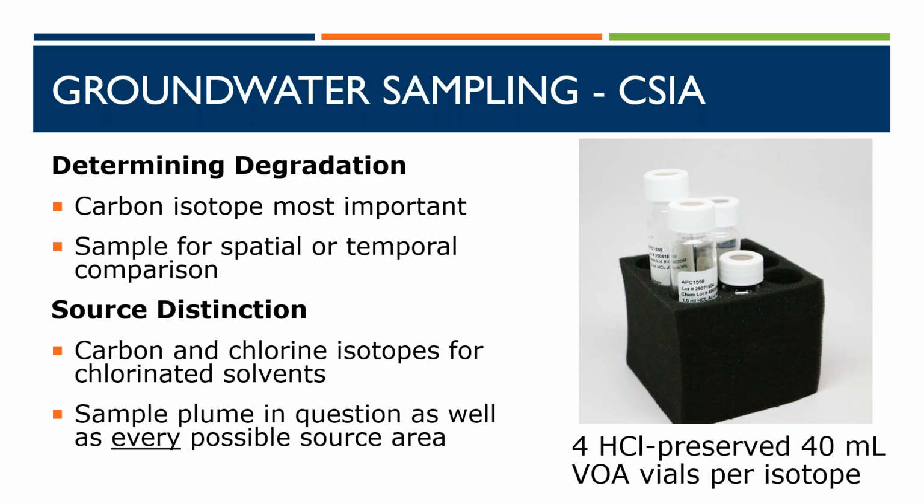If you want to continue collecting data for a temporal comparison, we recommend continuing to monitor the same wells every 6 months. When using compound-specific isotope analysis for source distinction purposes, 2 isotopes are always recommended. So for chlorinated solvents, we would recommend looking at both the carbon and chlorine isotopes. You want to sample multiple locations of the plume in question, along with every possible source, collecting at least 3 samples along the flow path between each source area and the plume in question.